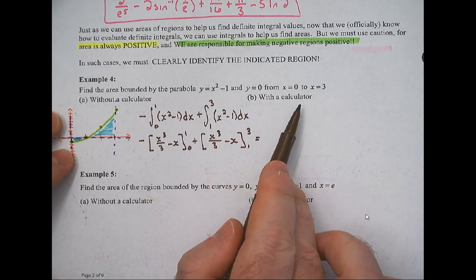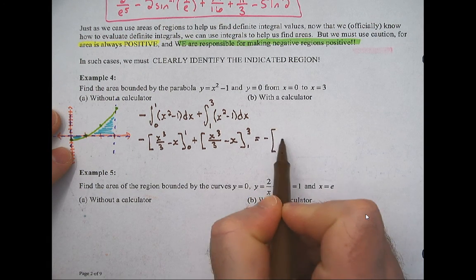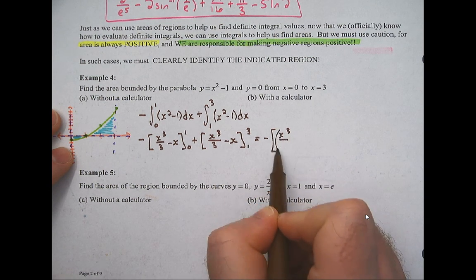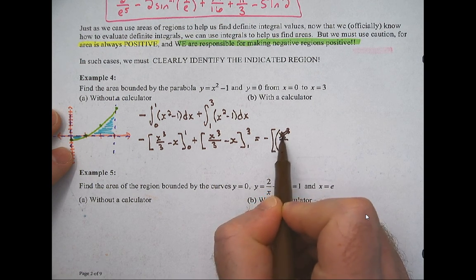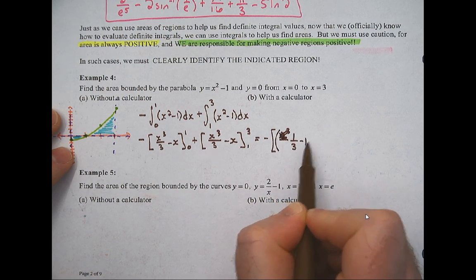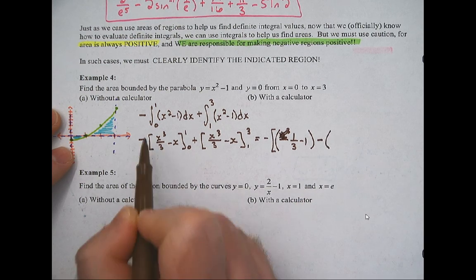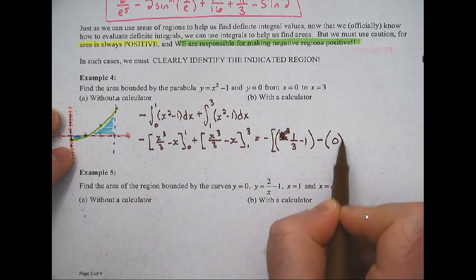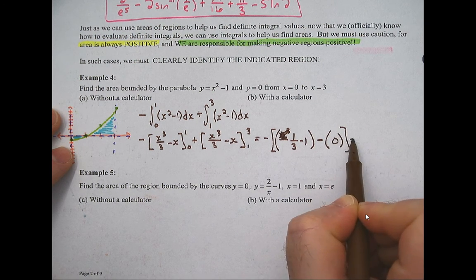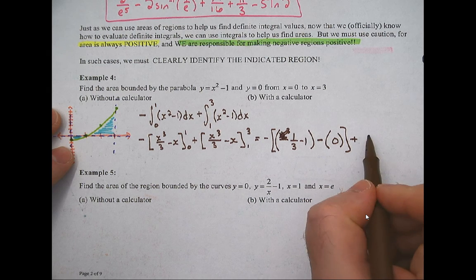Now I can start to do a little plugging and chugging. So we're going to do it with our calculator, so I don't need much space over here. So negative x cubed over 3, minus x, plug in 1. So that's going to just become 1/3 minus 1, minus, now I've got to plug in 0. That's going to be 0, so that's easy. Plus, so I've done the first definite integral. Now I'm going to do the second definite integral.